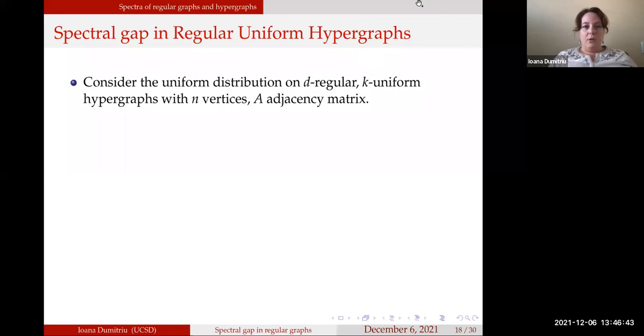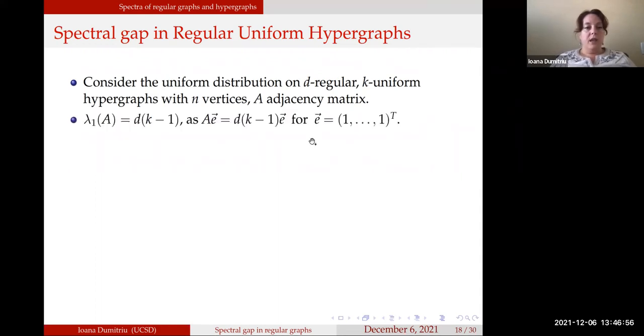Okay. So let me tell you a little bit about the spectral gap in regular uniform hypergraphs. So we look at d-regular k-uniform hypergraphs with n vertices, and A is the notation for the adjacency matrix here. Again, lambda 1 is known. The highest eigenvalue for this adjacency matrix is known. It mirrors exactly what happens in the graph case. The question is what happens with lambda 2.